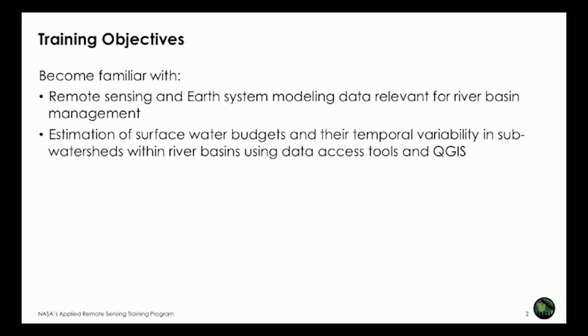The overall training objectives are, this is an introductory webinar, so we want to become familiar with remote sensing and earth system modeling data which are relevant for river basin management. In addition, we will have a demonstration of how to estimate surface water budget and how to assess their spatial temporal variability in sub watersheds within river basins. And this will be done by using remote sensing and GIS. So these are overall training objectives.